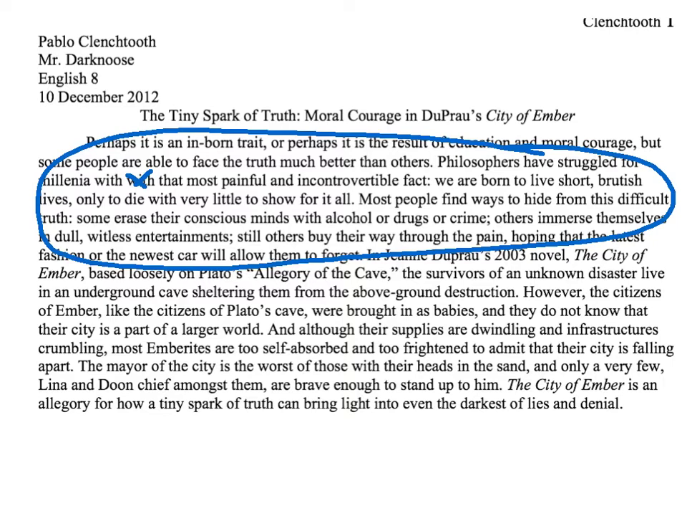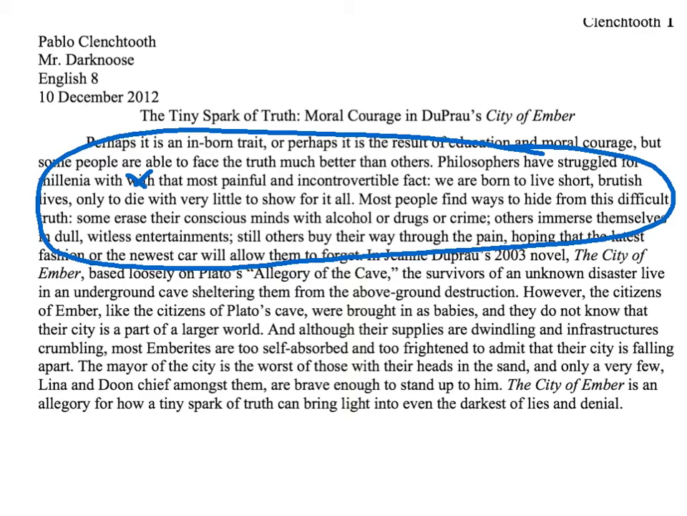In Jean Duprou's 2003 novel, The City of Ember, based loosely on Plato's allegory of the cave, the survivors of an unknown disaster live in an underground cave sheltering them from the above-ground destruction. However, the citizens of Ember, like the citizens of Plato's cave, were brought in as babies, and they do not know that their city is a part of a larger world. And although their supplies are dwindling and infrastructures crumbling, most Emberites are too self-absorbed and too frightened to admit that their city is falling apart.